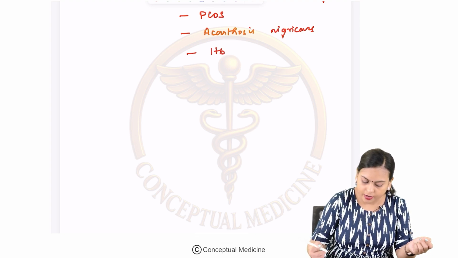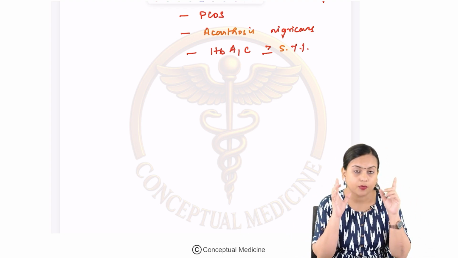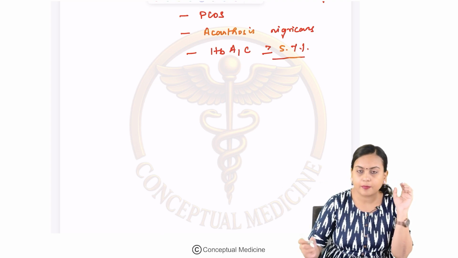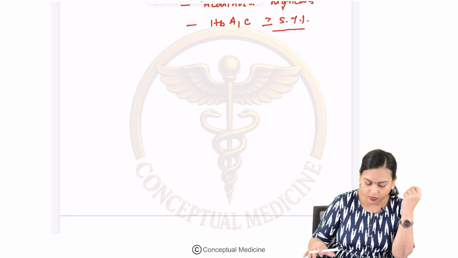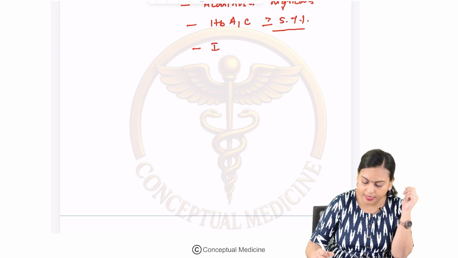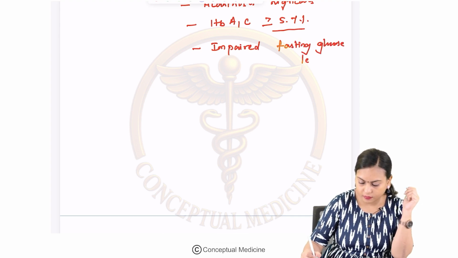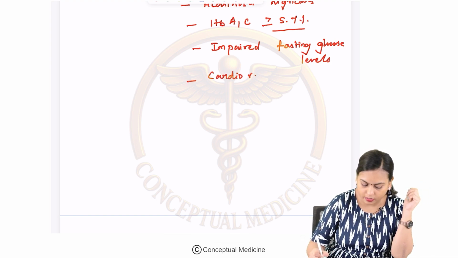Yes, there can be abnormality in that, and acanthosis nigricans. Okay, which is again a sign of insulin resistance. And if you have HbA1c more than or equal to 5.7%. See, I told you previously HbA1c more than 6.5. That means more than 6.5 means the condition of diabetes is confirmed. Okay, but here more than 5.7 means the risk for diabetes is increased. Can you understand the difference? Okay. Now, sometimes there can be impaired fasting glucose levels, and there can be cardiovascular diseases. Okay, so all these are risk factors.